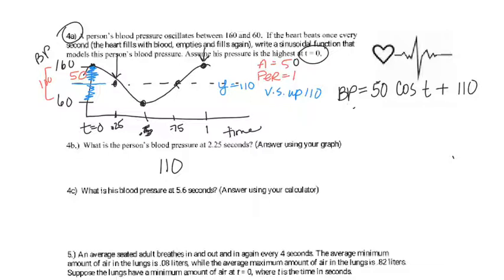And then it says, what is the blood pressure at 5.56 seconds? So this is going to be my time, and 5.56 isn't on my graph. So what you're going to plug in is 50 cosine 5.56 plus 110, and then get out an answer. So there's example 4.